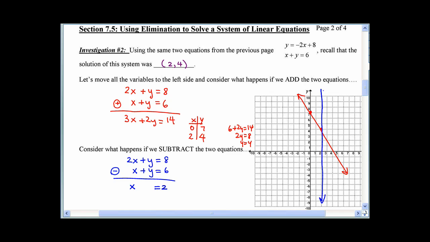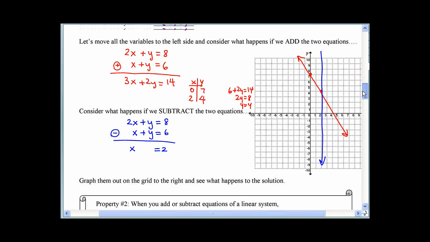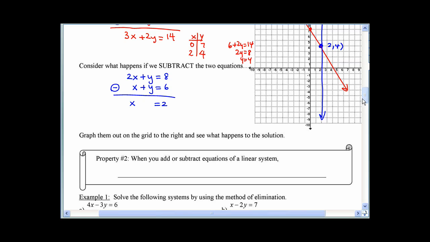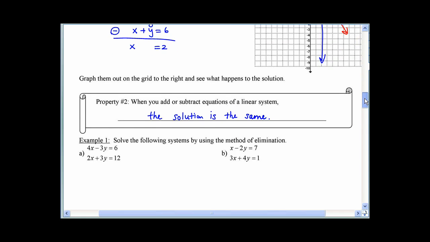And lo and behold, what do you notice about the intersection point? Yes, you're right. It's the same. Also 2, 4. So property number 2 says when you add or subtract equations of a linear system, guess what? The solution is the same. Cool. So it's these two properties that are going to help us now deal with solving linear systems by this method called elimination.